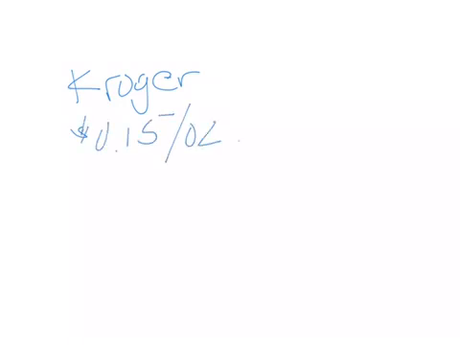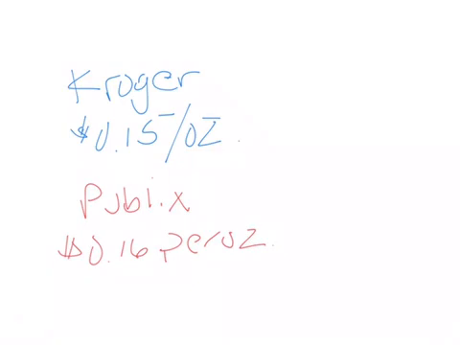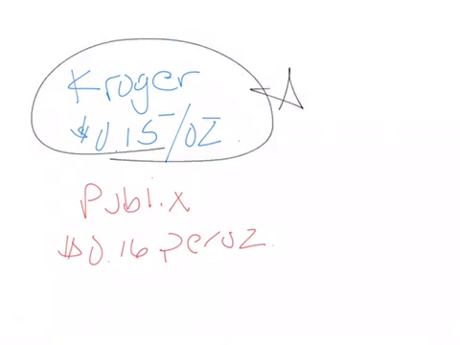So if we look at these, for Kroger it costs 15 cents per ounce. Publix costs 16 cents per ounce. When I compare these, 15 cents per ounce is the better buy. So you should have looked at your work, figured out and found where your mistake was and corrected it.